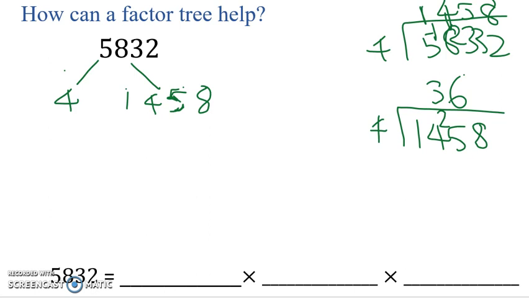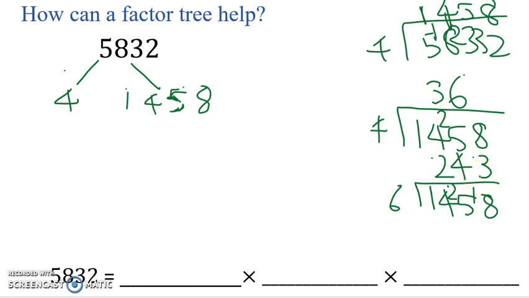I should use my divisibility test. We need to come up with another number that I can divide it through. If I look at the digits of 1,458 and add them all together, I get 4 plus 1 plus 5 plus 8. That's 18, which is a multiple of 6. So I'm going to try 6. 6 goes into 14 2 times, remainder 2. 6 goes into 25 4 times, remainder 1. And 6 goes into 18 3 times. So it turns out that 1,458 is 6 times 243.